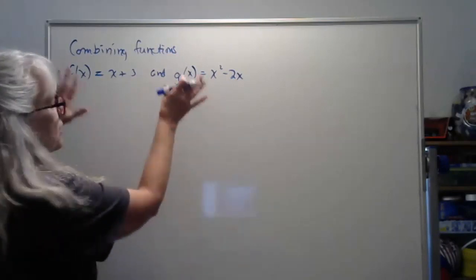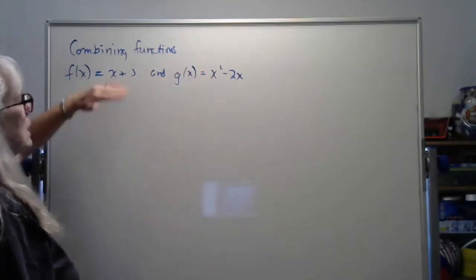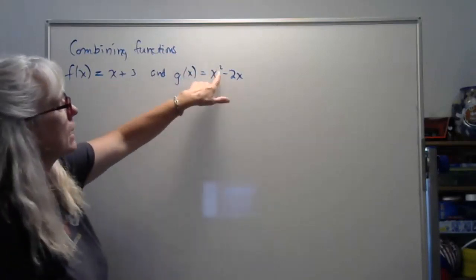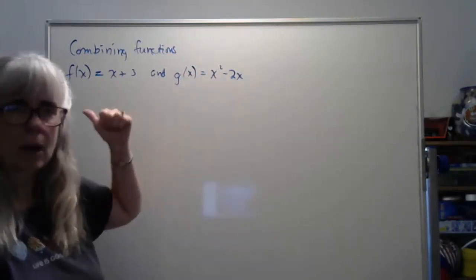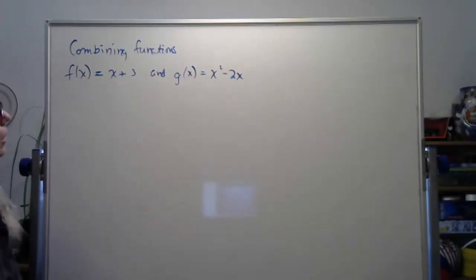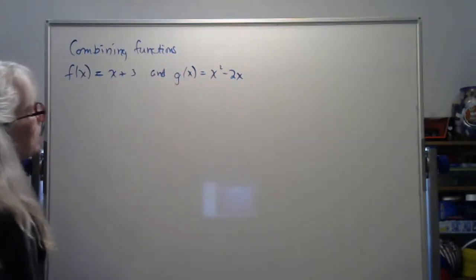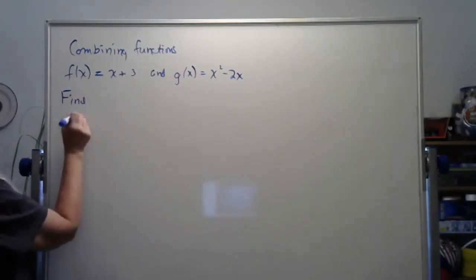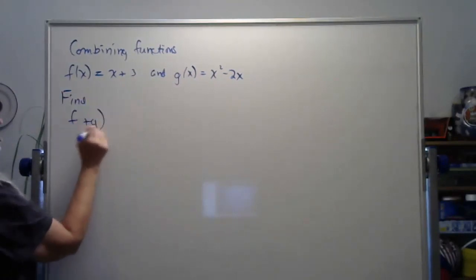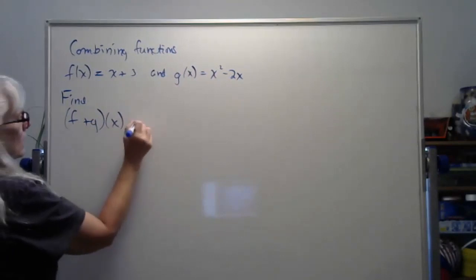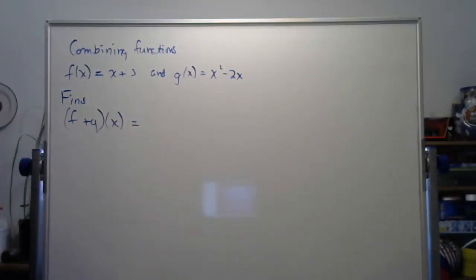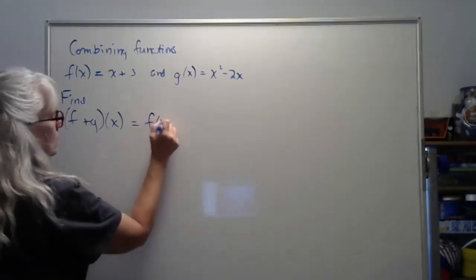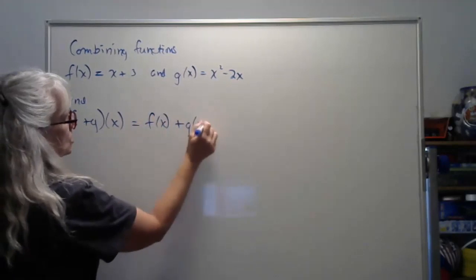So I have 2 different functions. We know the first one's a line. The second one we know is a quadratic because we dealt with quadratics in the previous chapter, chapter 1. So. Okay, what we want to do is we want to combine them. So the first thing we want to do is find, we're going to do f plus g of x. Now that's new notation. F plus g of x. What the heck does that mean? Well, it simply means that we're going to take f of x and add it to g of x.